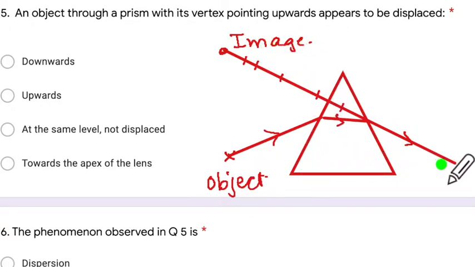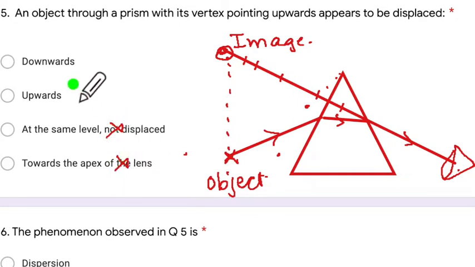All right, so when we are looking at it from there, the object is here, but when we look from here, the image appears here. So the object is displaced up to here, this level. So is it downwards? Is it the same level? Do I see the object somewhere here? Do I see the object at the same level here? No. Does it shift towards the apex of the lens? Does this object go this side, somewhere here, closer to the apex? So this one is not correct. Downwards also, this object is not being seen somewhere here. It is upwards.